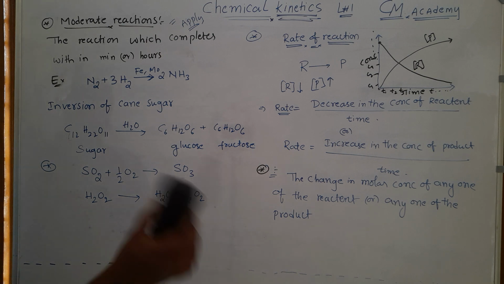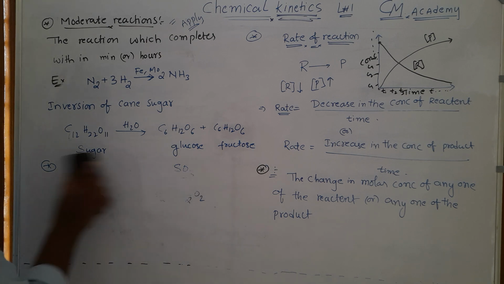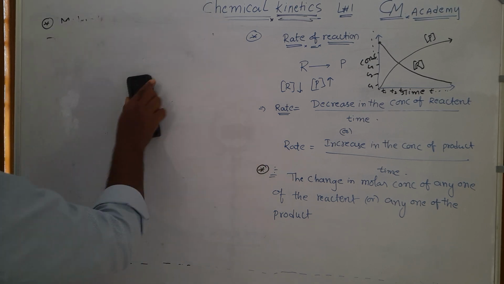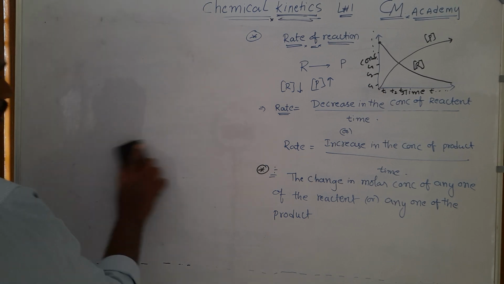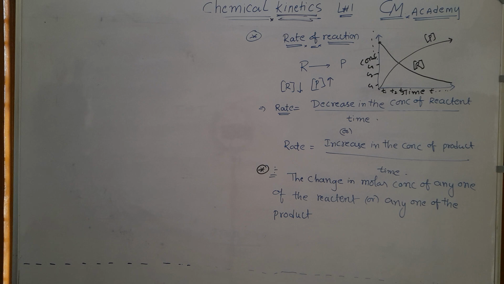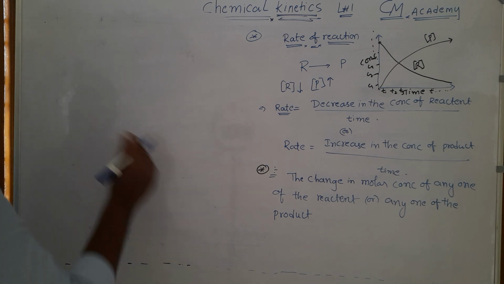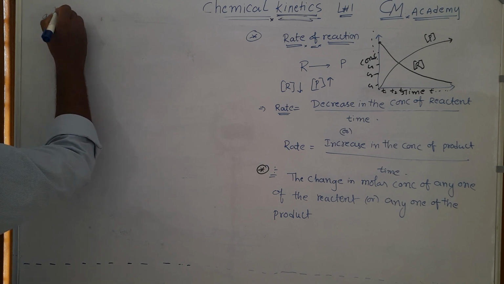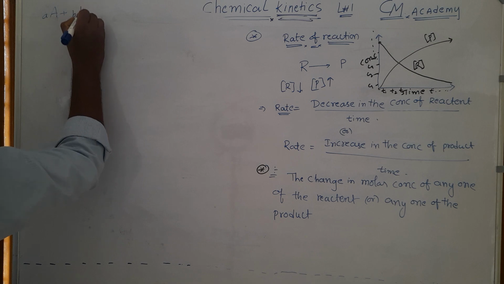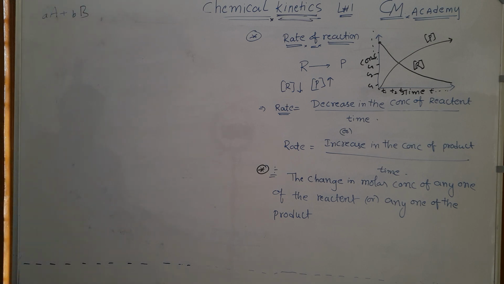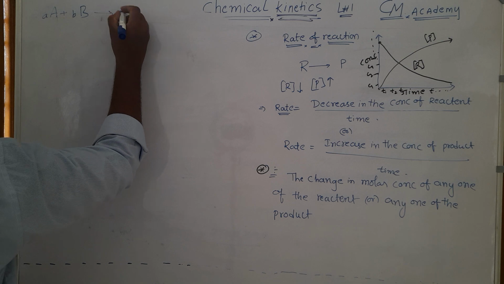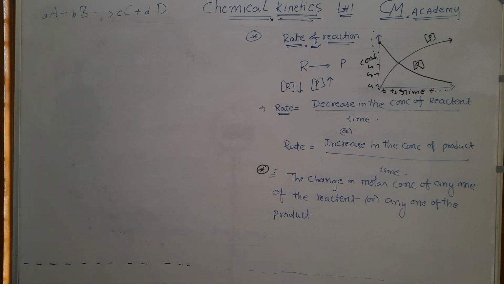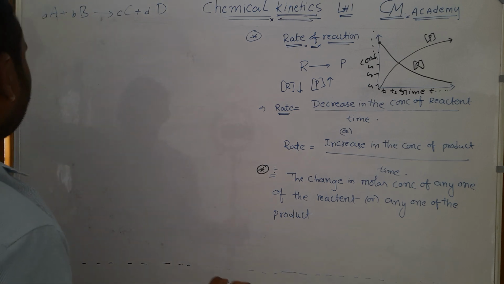Now let us take one hypothetical example so that we can apply it to each and every reaction, and try to understand how to express the rate of reaction mathematically. Let us take the hypothetical equation: a moles of A reacts with b moles of B to give c moles of C plus d moles of D. For such reactions, how do we express the rate?